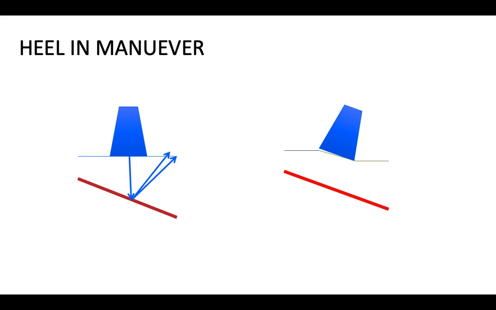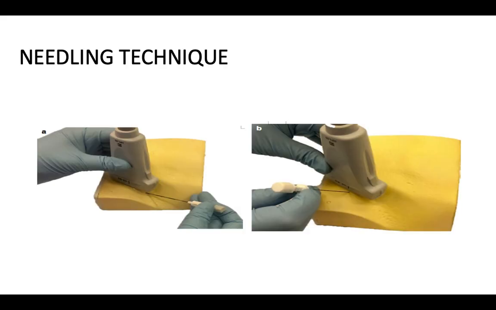Initially the probe was applied on the skin and the needle is at an angle, so it is difficult to visualize. But once you do the heel-in maneuver, it becomes easier to visualize the needle. Needling technique: there are two techniques.